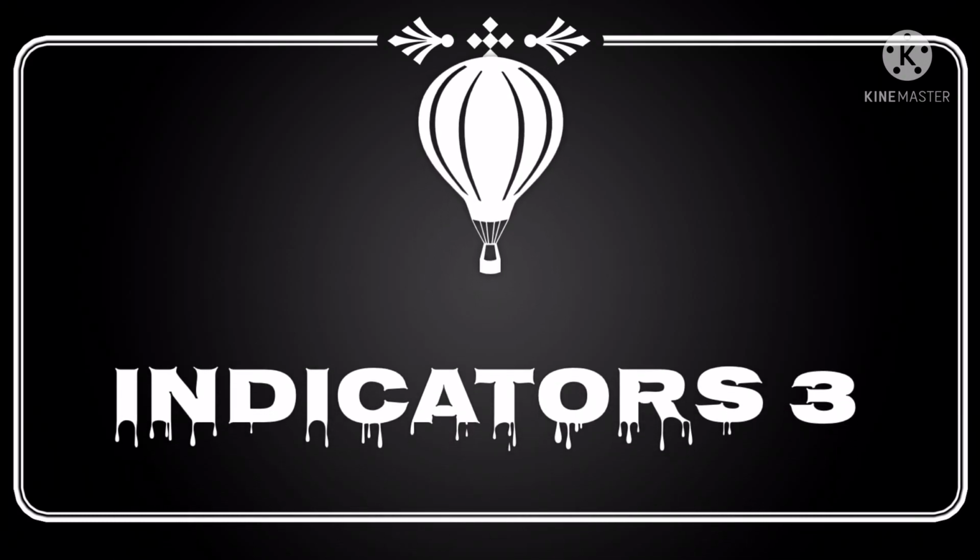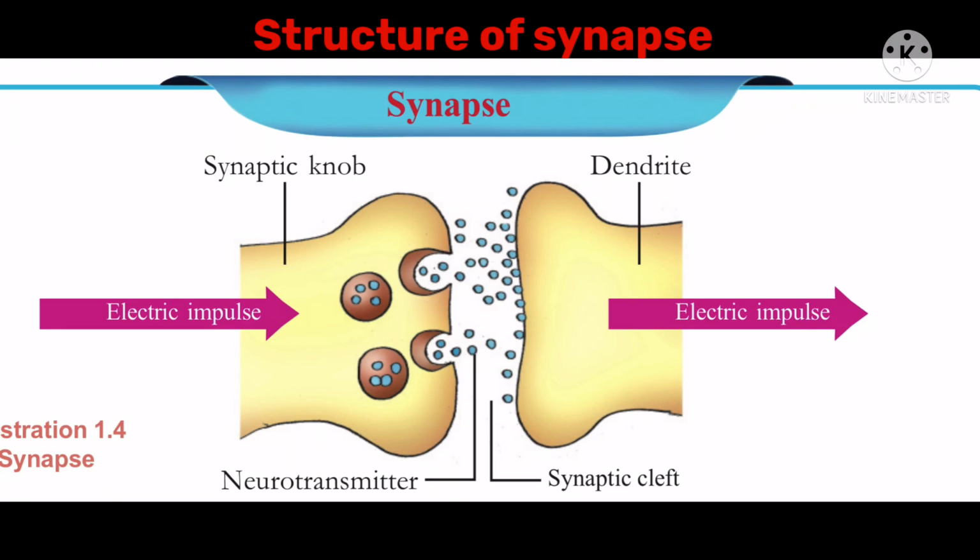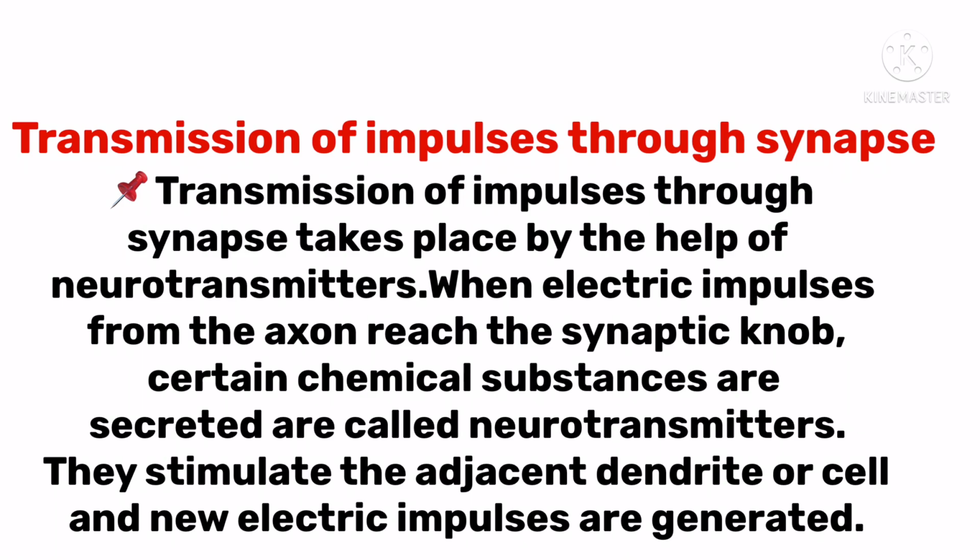Indicators 3: Structure of synapse. Transmission of impulses through synapse. Transmission of impulse through synapse takes place with the help of neurotransmitters. When electric impulses from the axon reach the synaptic knob, certain chemical substances called neurotransmitters are secreted. They stimulate the adjacent dendritic cell and new electric impulses are generated.